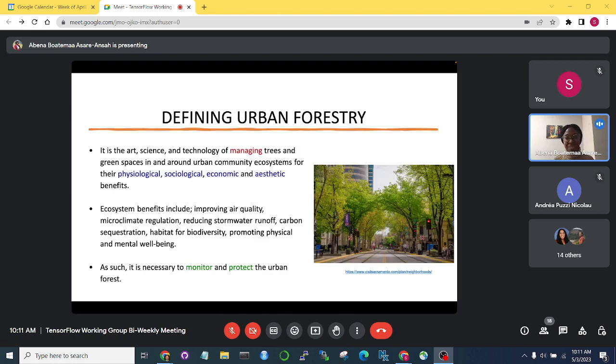Now, let's have a quick definition of urban forestry. Urban forestry is also known as green infrastructure. So wherever you see green infrastructure, that's specifically what we are referring to. So urban forestry deals with the art, science, and technology of managing trees and green spaces in and around our communities for their physiological, aesthetic, economic, and sociological benefits.